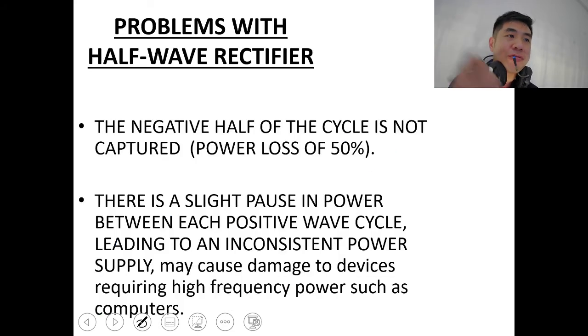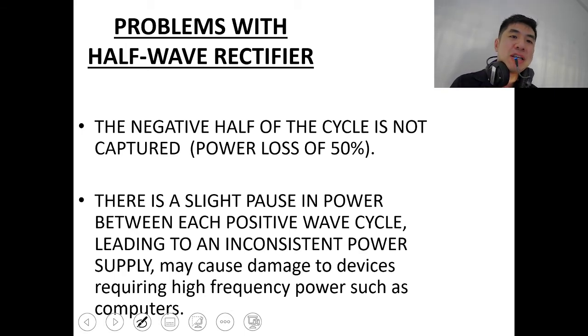Okay, now problems with the half-wave rectifier. Basically, the half-wave rectifier is not as good as it could be because the negative cycle is not being used. It's being absorbed by the diode in reverse bias mode. That means a power loss of more than 50%.